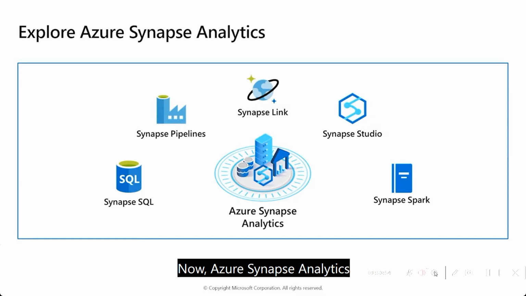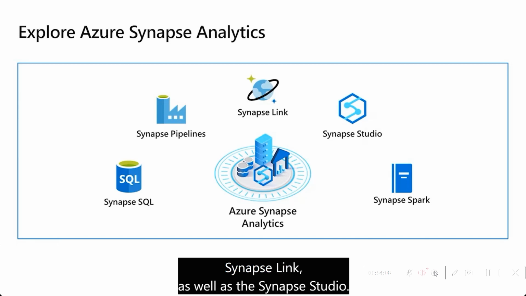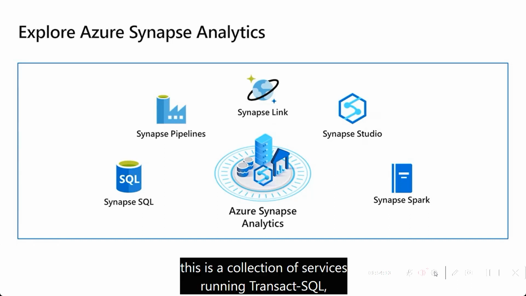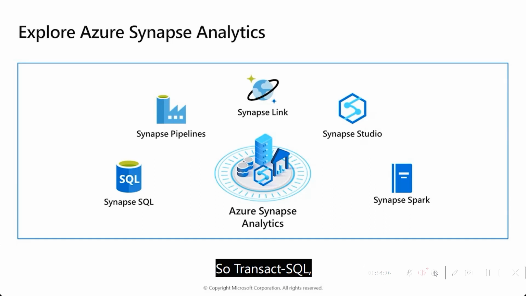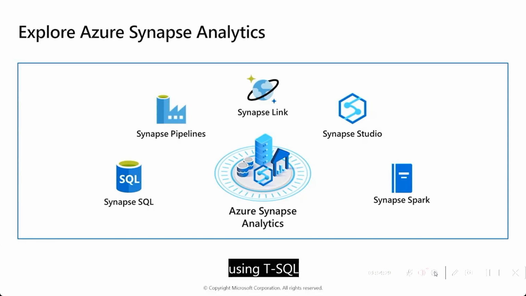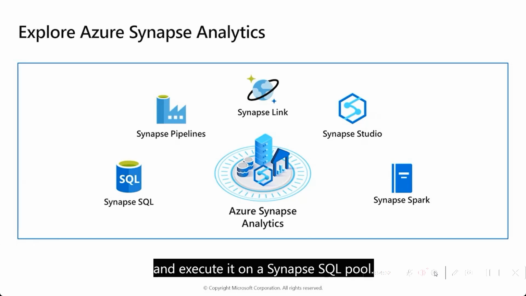Now, Azure Synapse Analytics is made up of a couple of components. There is the Synapse SQL pool, the Synapse Spark pool, Synapse pipelines, Synapse Link, as well as the Synapse Studio. The Synapse SQL pool is a collection of servers running Transact SQL, or T-SQL. Transact SQL, if you remember, is a dialect of SQL used by Azure SQL Database as well as Microsoft SQL Server. So you can write your data processing logic using T-SQL and execute it on a Synapse SQL pool.